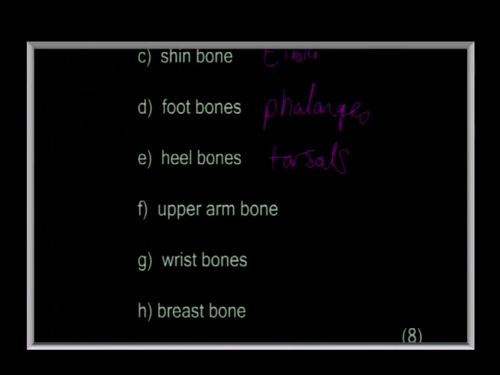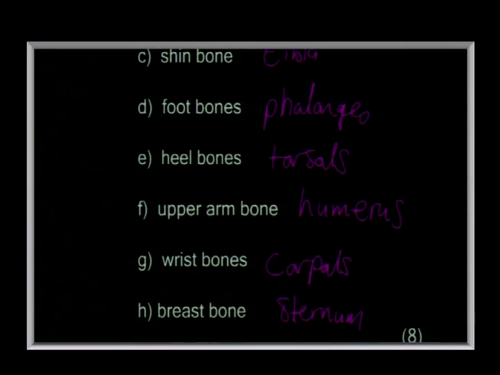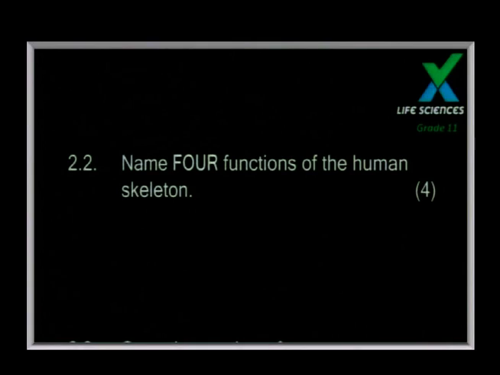The upper arm bone, humerus. The wrist bones. Now, if the heel bones are the tarsals, because that's where the toes are, the wrist bones are going to be the carpals. And the breastbone is the sternum. So make sure that you know the biological terms, people.